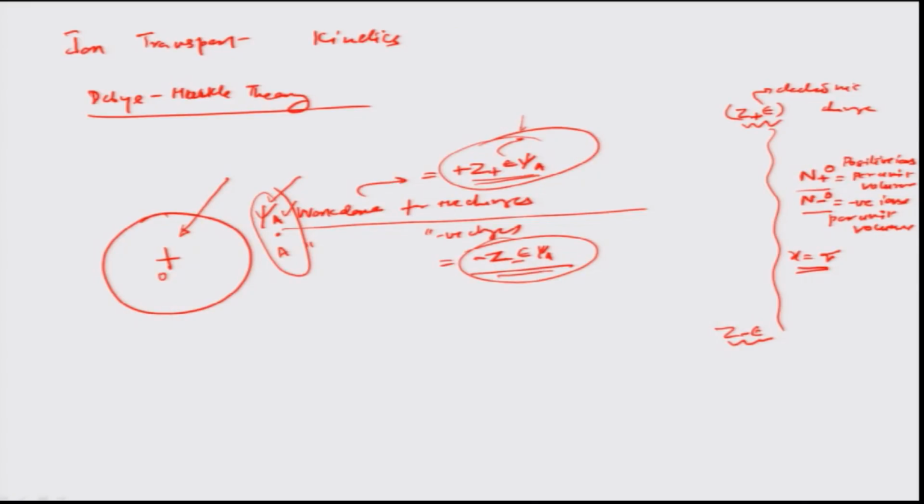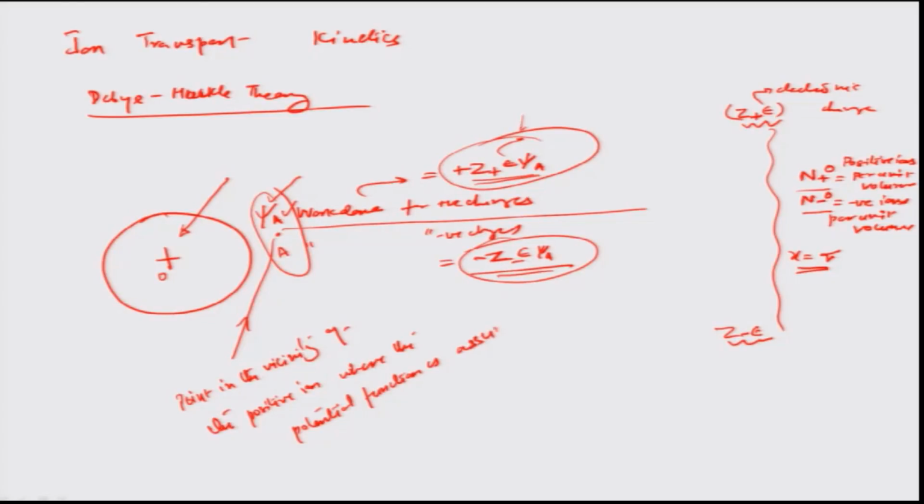Okay. So, this point A is actually a point in the vicinity of the positive ion, where the potential function is assumed as psi A.